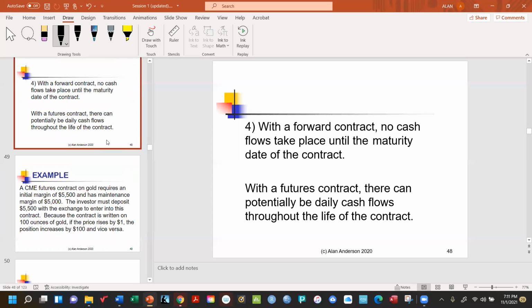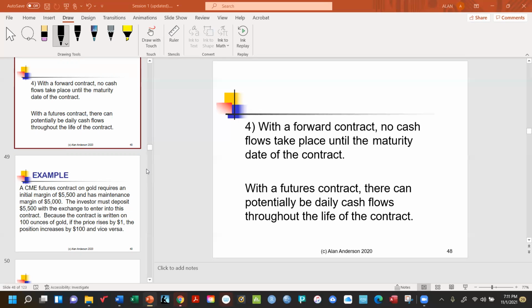The margin account acts as collateral. Oh, I see there's a chat here. Are futures contracts always backed by an underlying asset? Yes, there has to be something to deliver, even if it's not a security, like interest rates, for example. Otherwise, there'd be no way of judging what their value is. So futures contracts are always based on some specific security or asset, as the case may be.